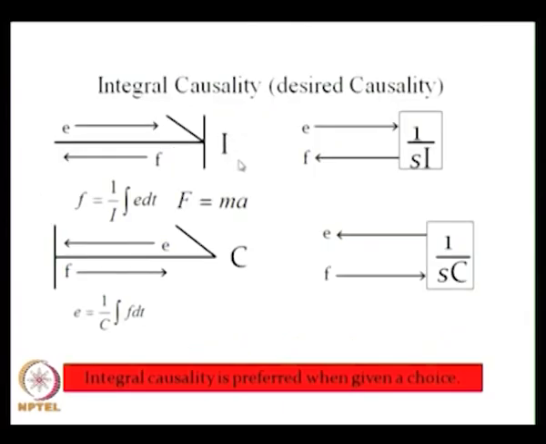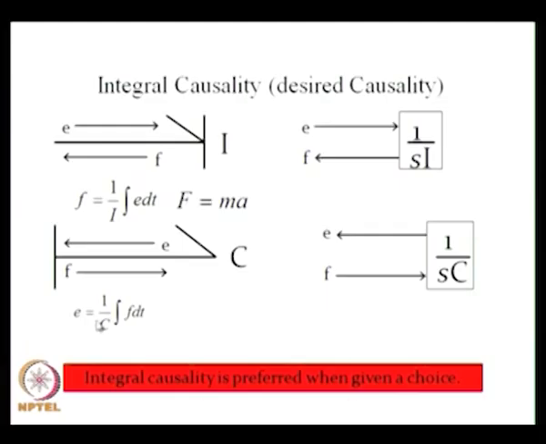So this is the relationship for I: F is 1 over I integral E dt, something similar to the relationship F is equal to MA. Here the flow F is equal to 1 over I integral E dt. The effort is the input, so the effort is coming here and the flow is calculated here. That is the integral relationship you are getting.